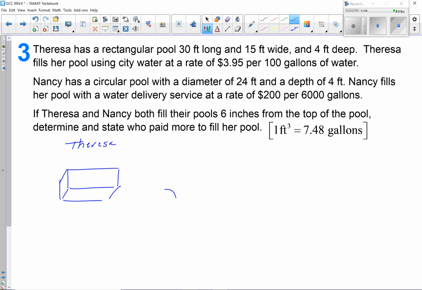Just give ourselves a sketch. Doesn't have to be perfect, right? We've got a length of 30, a width of 15, and a height here of 4, a depth of 4.